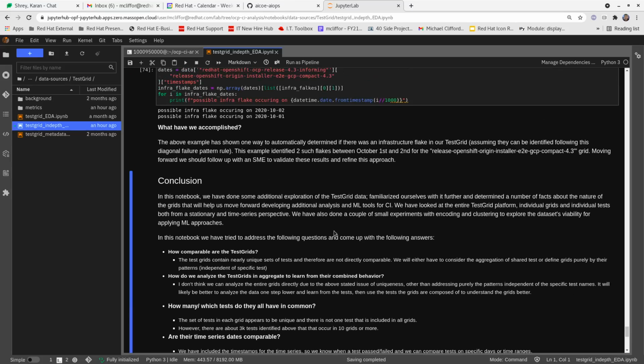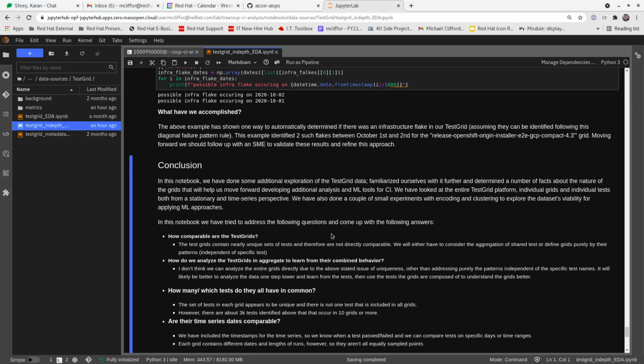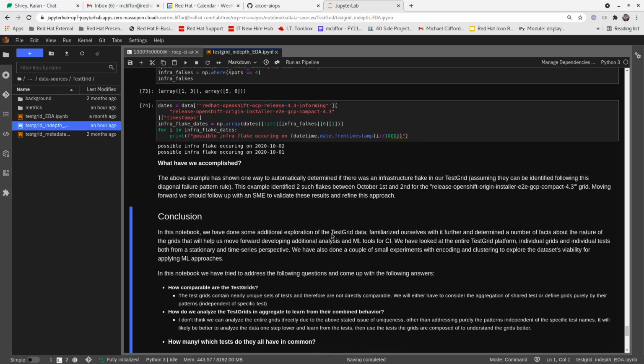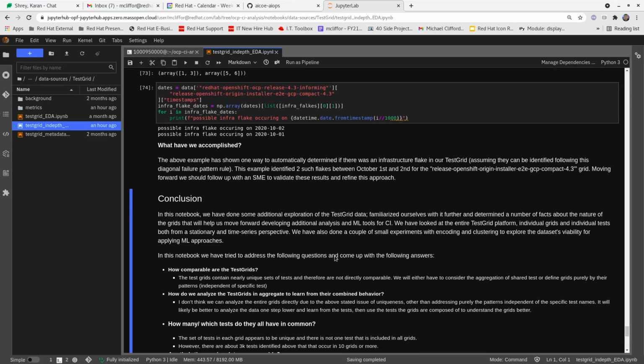Great. So I hope this was interesting and insightful and helpful to anyone who's interested in contributing to the AI for CI project. And hopefully you have a better understanding of the TestGrid data, what is there to be analyzed, and what some of its limitations are. And hopefully you learned a couple of ways to overcome some of those limitations.